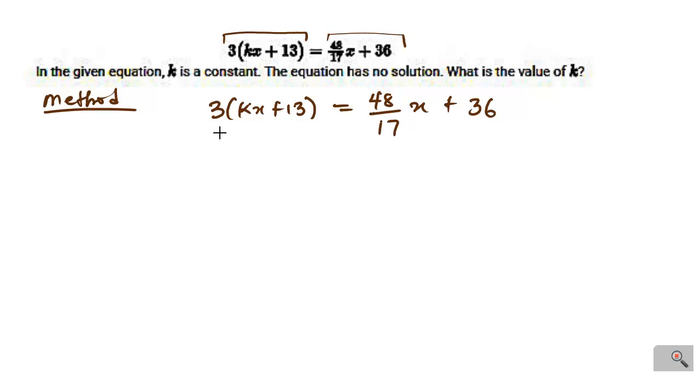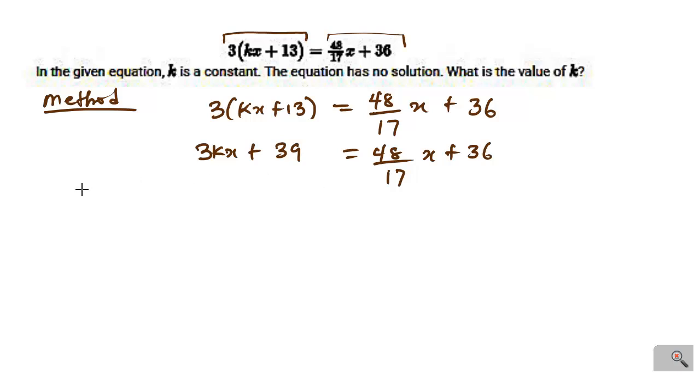We have 3kx, right, plus 3 times 13, and that will give us 39. It's equal to 48 over 17x plus 36. So what this means is that each of these equations has a subject, so we can model each of them in slope-intercept form.